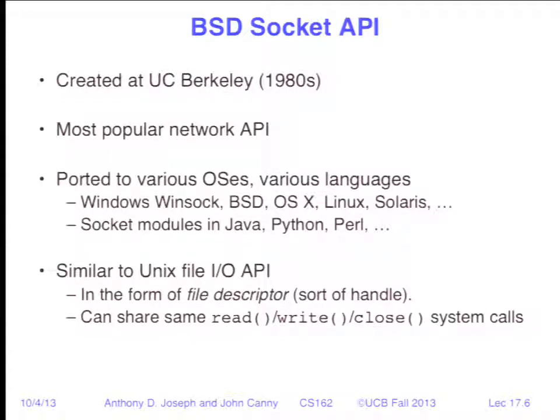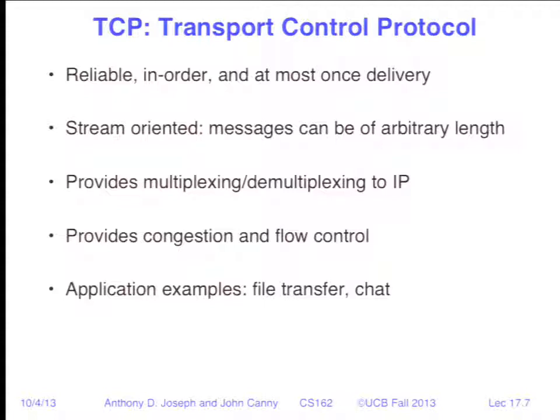It's very similar to the file API that we have in Unix. So you actually have a socket descriptor, which is very similar to a file descriptor. It's a handle that gives you access to a socket. And then you can use read, write, and close system calls also on a socket. Now, the transmission control protocol is built on top of the sockets layer. And it provides you with reliable, in order, at most once delivery. So lots of guarantees there.